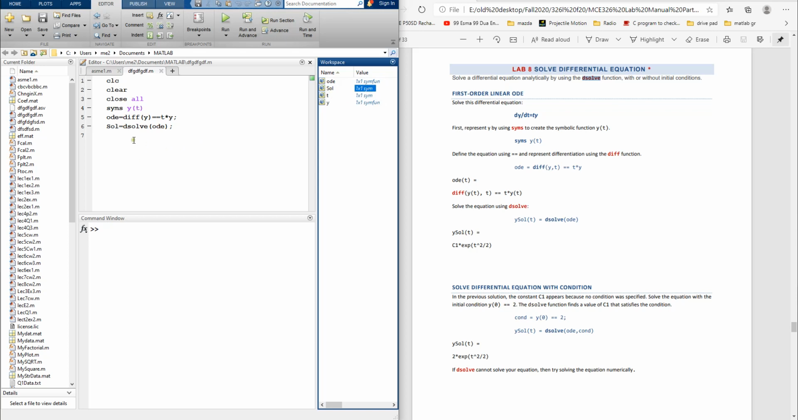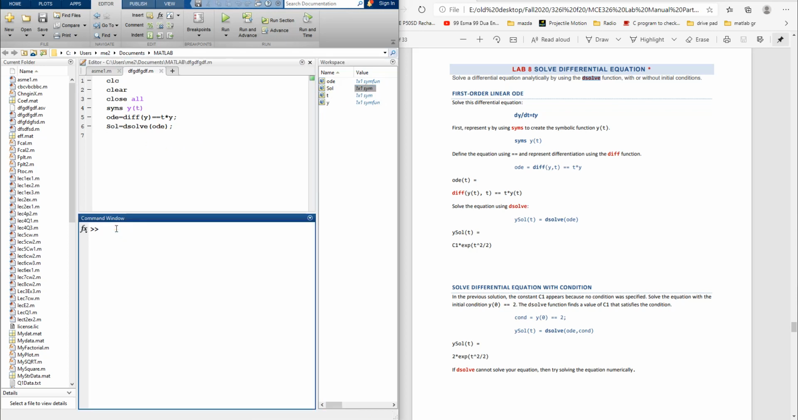Okay, now if you want to display it, let me write it in the command window here. Sol. See the solution, it is C3 times exponential of t to the power 2 divided by 2. This is why I told you if you don't have an initial condition, we will get a constant due to differentiation and integration. When you solve the ordinary differential equation, you need integration. So at the end we got this constant.